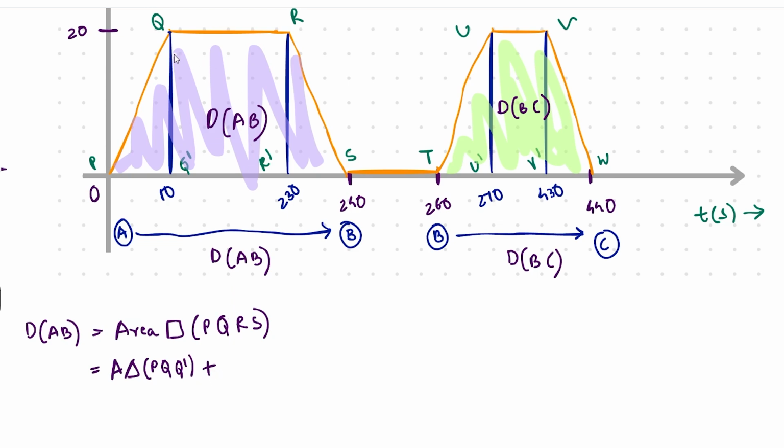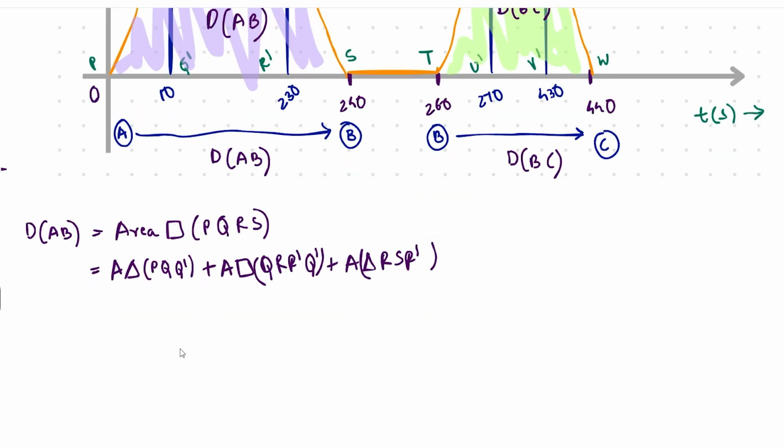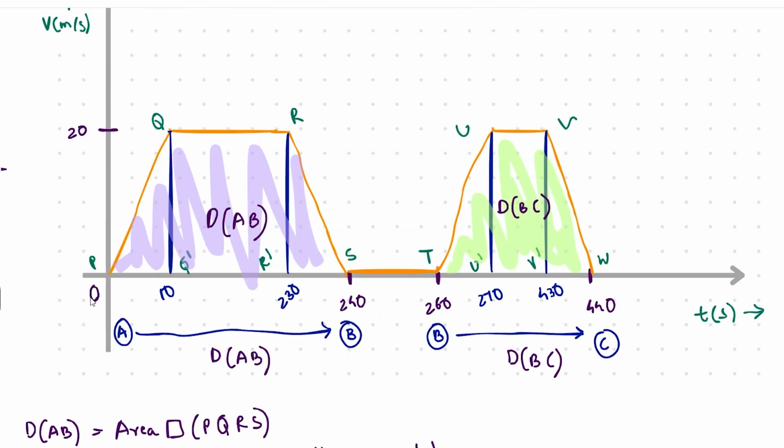Second simple shape is a rectangle QRR dash Q dash. So we have a rectangle, so we can calculate area of rectangle. And the third and the final shape is again a small triangle RSR dash. So if we were to calculate areas of all these three shapes and add them, we would get area of this particular quadrilateral.